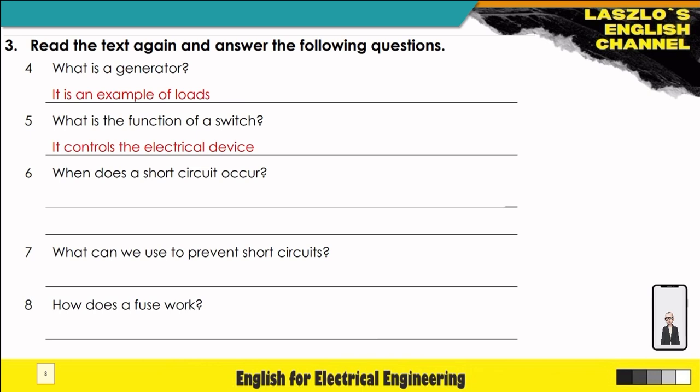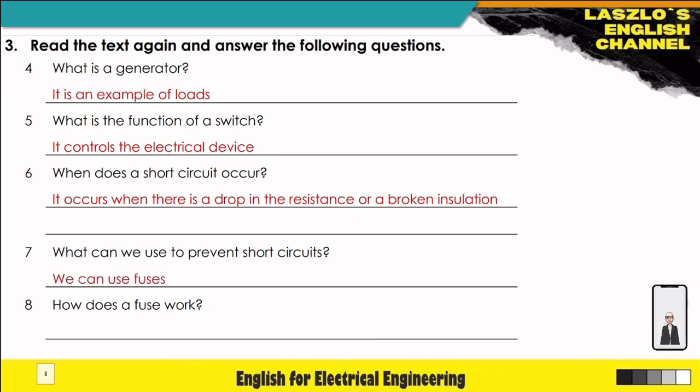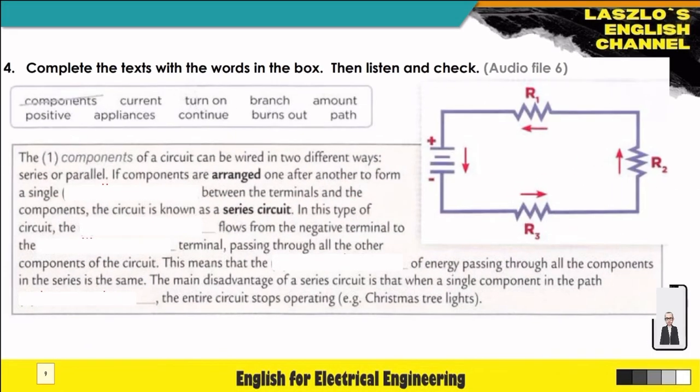Number 5. What's the function of a switch? It controls the electrical device. When does a short circuit occur? Well, it occurs when there is a drop in the resistance or if there is a broken insulation. What can be used to prevent short circuits? Fuses, of course. How does a fuse work? Well, it melts when too much current flows through it, when there's too much current. Hence, it breaks the circuit.